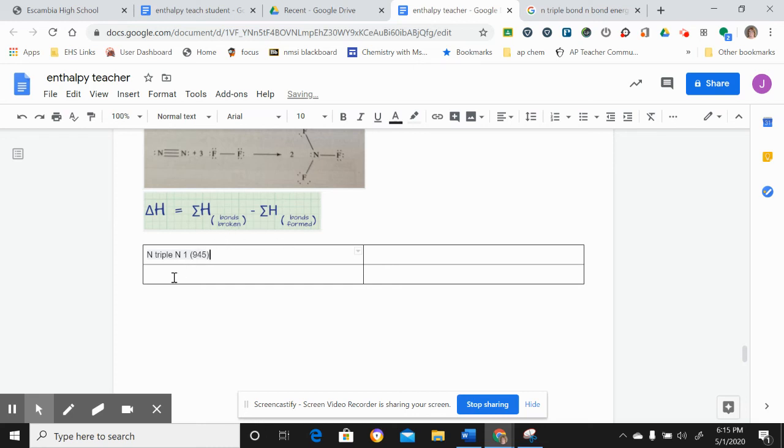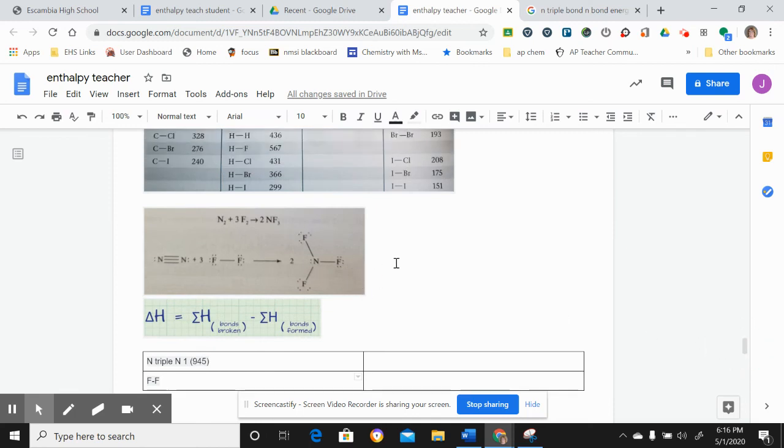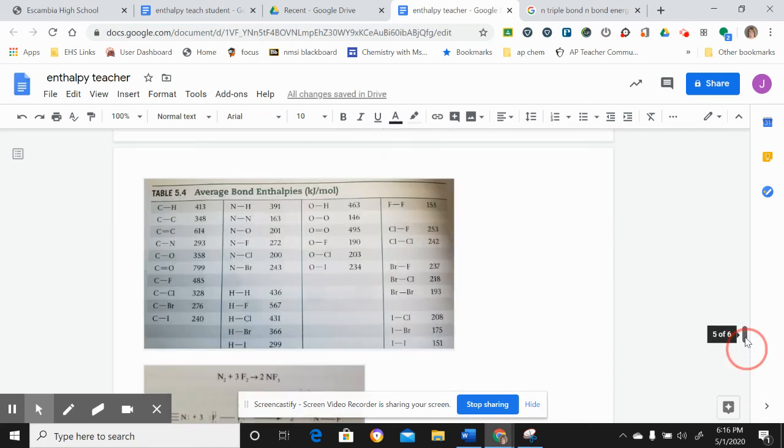What else do you see there? I have an F to an F. They're only single bonds because fluorine has 7 valence electrons, so it only needs 1. And how many do you have there? In my balanced equation, I have 3 F2s. So that means I have 3 bonds. Do I have F in this chart? Oh, I do have an F, 155.